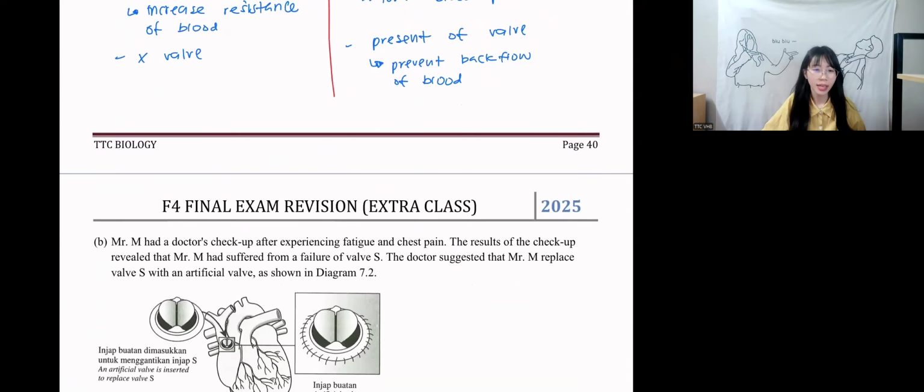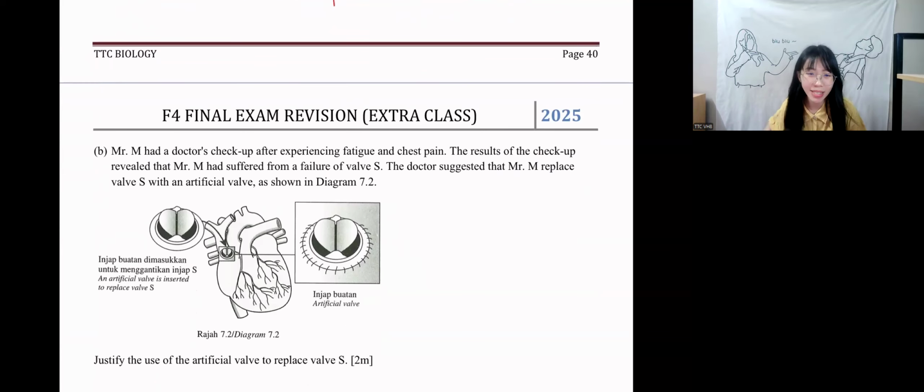Okay, next question. Mr. M has a doctor checkup after experiencing fatigue and chest pain. The result of the checkup revealed that Mr. M has suffered from a failure of valve S. The doctor suggested that Mr. M replace valve S with an artificial valve, as shown in diagram 7.2. Justify the artificial valve to replace valve S.